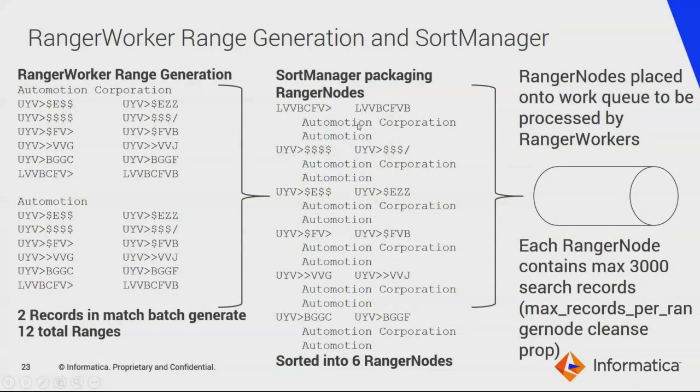The other part of it is the number of search records for that range. The number of search records is controlled by this property called max records per Ranger node. By default, we can hold up to 3,000 records per Ranger node. In our batch, we only have 2 records. So each of our 6 ranges has one Ranger node, and it has 2 records each. If you have more than 3,000 records that generate that particular range, we'll just create another Ranger node for those extra records.